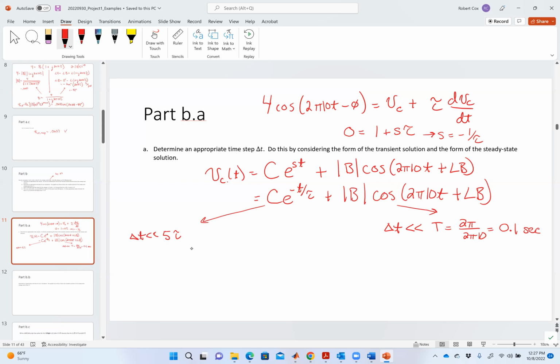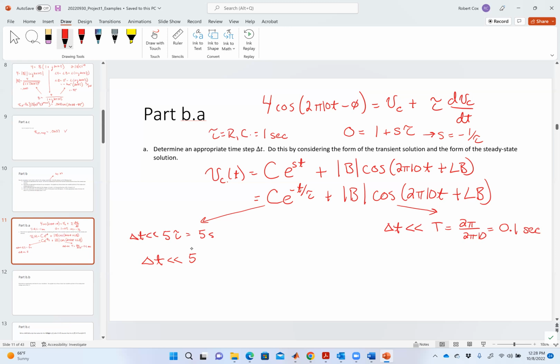And my tau, I solved for it with the R1. If you don't remember it, tau is R1 times C. That is, in this case, simply 1 second. So 5 tau would be 5 seconds. So if we want to capture the time features, what I see is that my delta t should be much, much less than 5 seconds, or much, much less than 0.1 seconds.